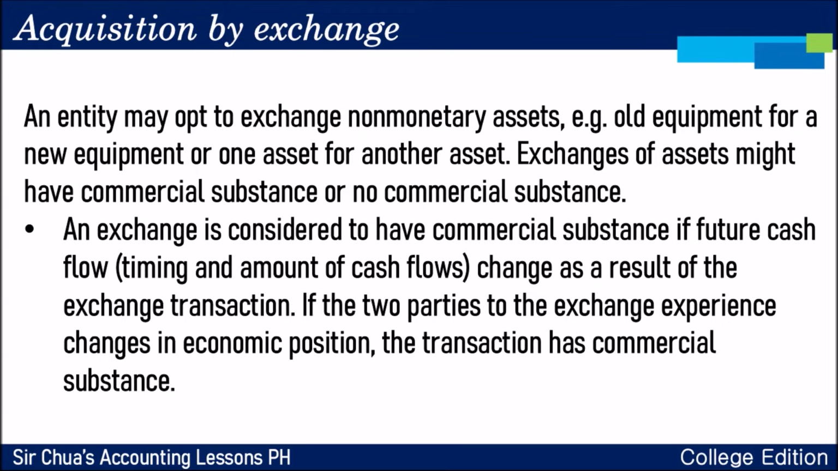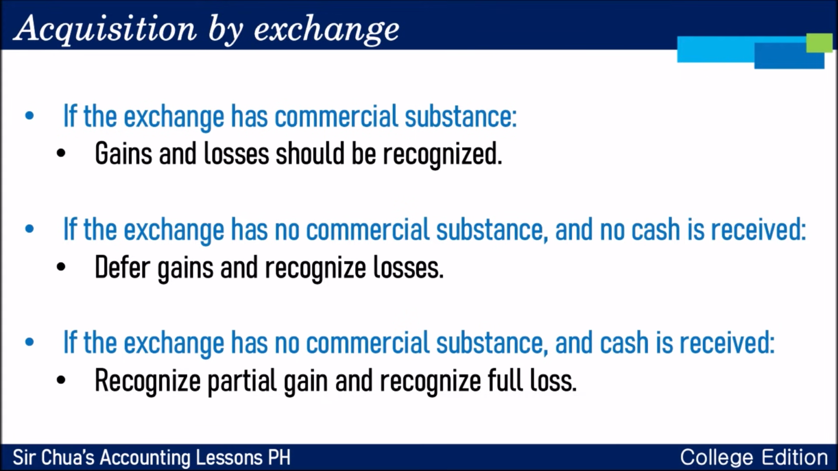An exchange is considered to have commercial substance if the future cash flow, which refers to the timing and amount of cash flows, change as a result of the exchange transaction. So, you can see that there are changes in the future cash flows in the company because of the exchange that has happened between two entities. Okay? So if the two parties to the exchange experience changes in economic position, then we can say that the transaction has commercial substance. Okay. Always remember these three concepts.